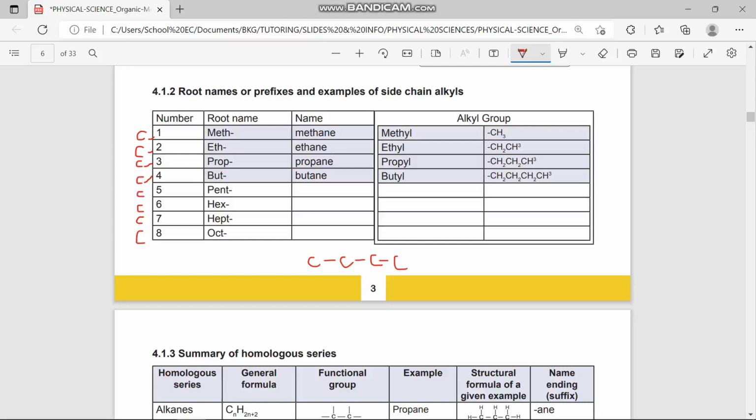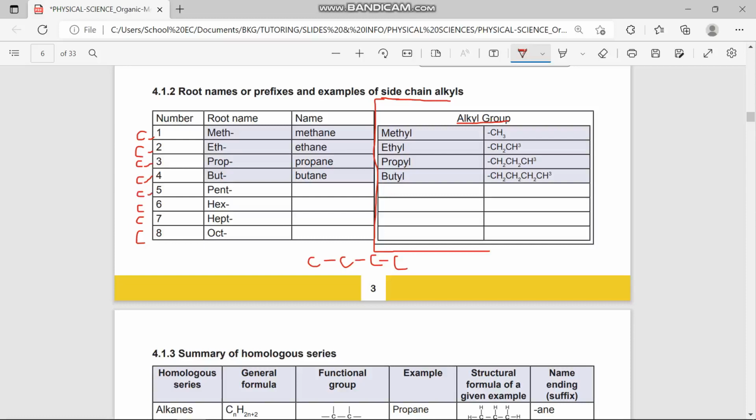Sorry guys for letting you know about this. You see, alkyl group. This alkyl group here, this side. Don't mind this side. We're going to discuss it as we go on in our lessons, because I don't want to disturb you or make it complicated. I'll let you know on the following lessons. Thank you so much.